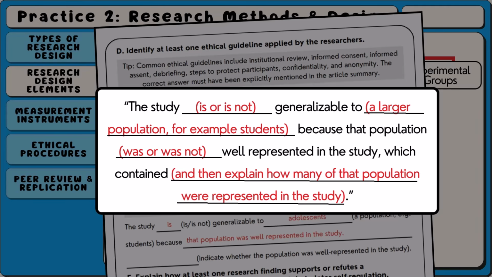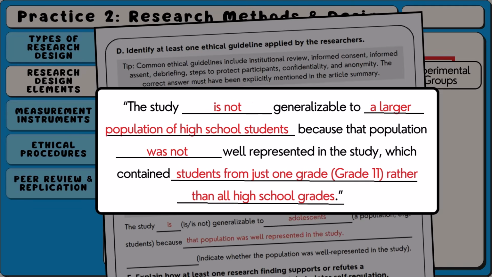in the study. A filled-in version might read, the study is not generalizable to a larger population of high school students, because that population was not well represented in the study, which contained students from just one grade, grade 11, rather than all high school grades.